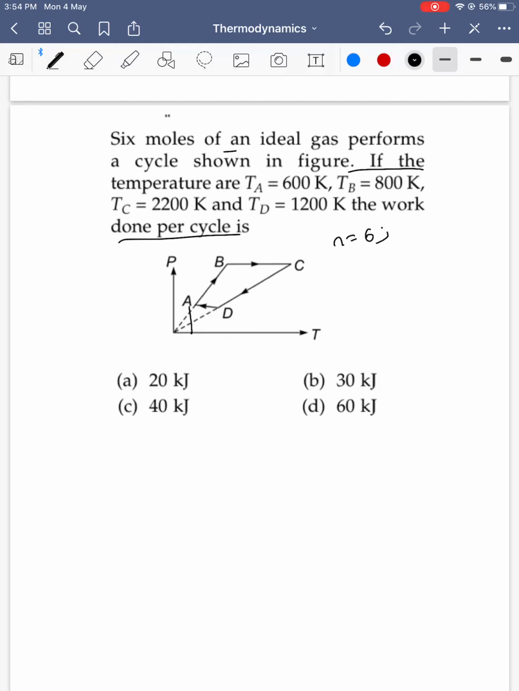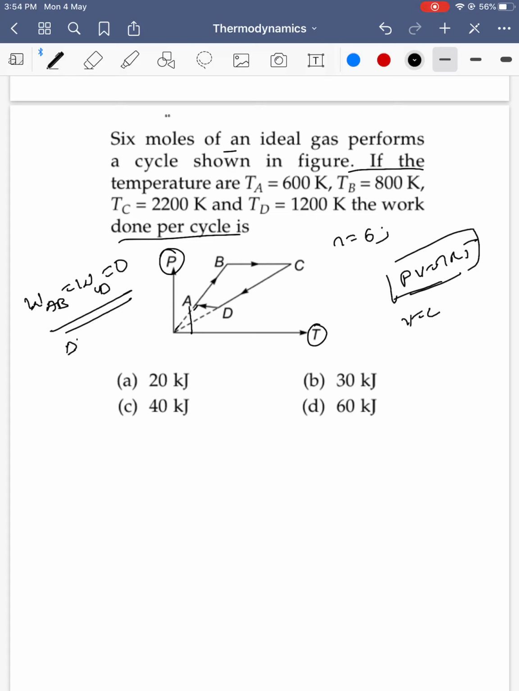Now you see the P versus temperature graph, pressure versus temperature. So PV is equal to nRT. It starts from the origin, so volume is constant. So the work done in AB and the work done in CD is equal to 0. Why? Because the net change in volume is equal to 0. It is an isochoric process, because PV is equal to nRT and it starts from the origin.